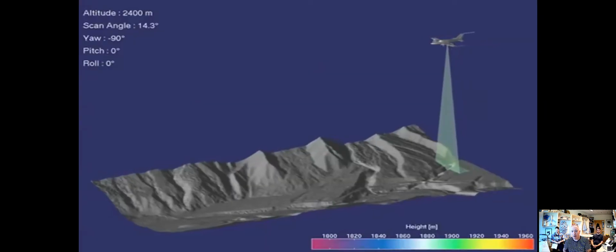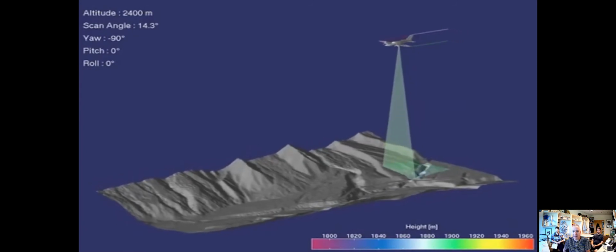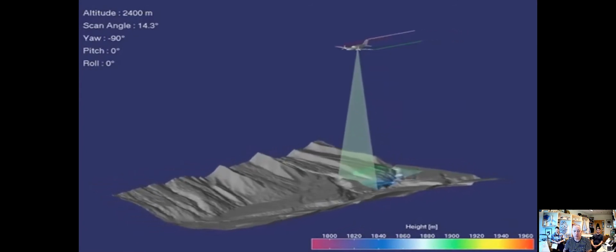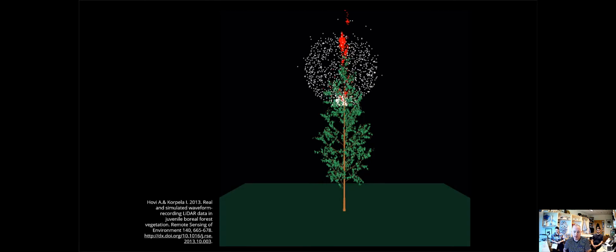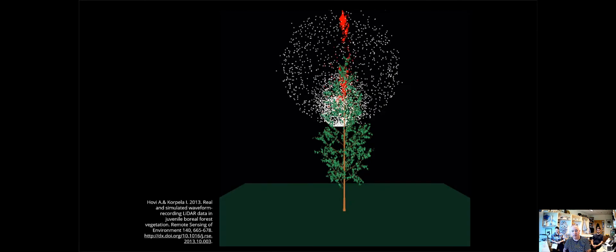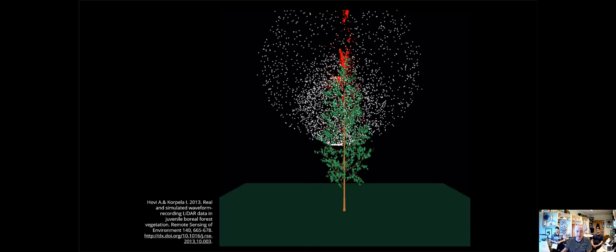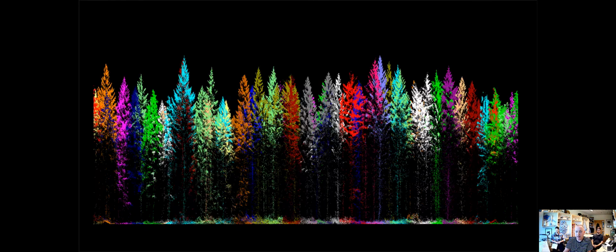LiDAR is a laser pulse. That laser pulse is fired down to the ground and builds up a three-dimensional point cloud of the tree structure. We can get information about height, but also, as we'll see during this talk, information about branching, which can be very useful in terms of the competitiveness and the growth of an individual tree. Using LiDAR, we can build up tree-based information, which can also be summarized to a stand, providing information on stand structure.